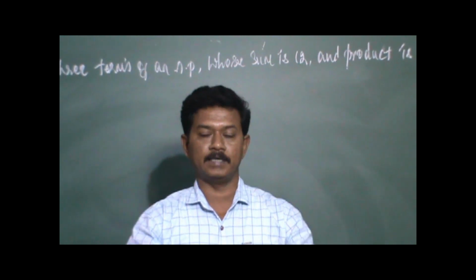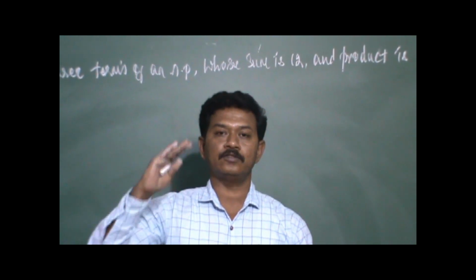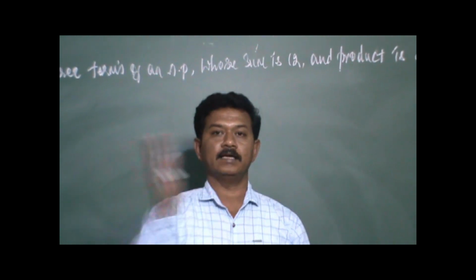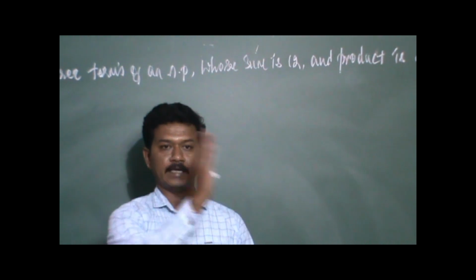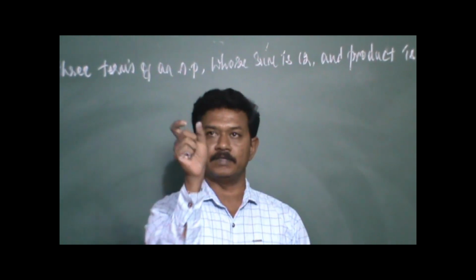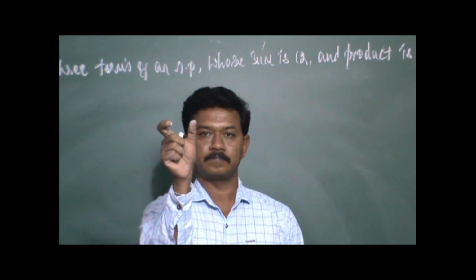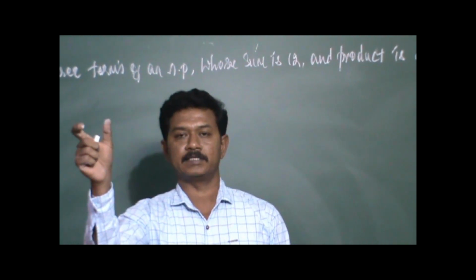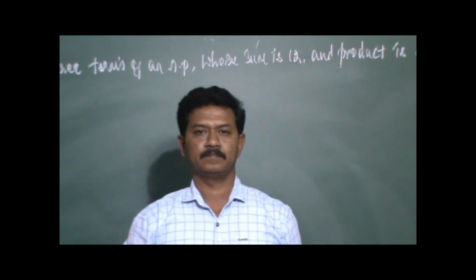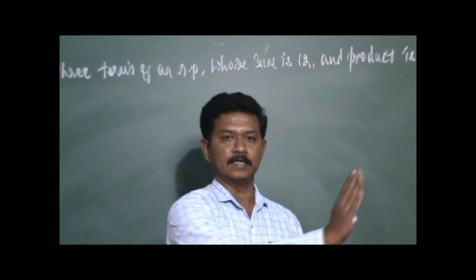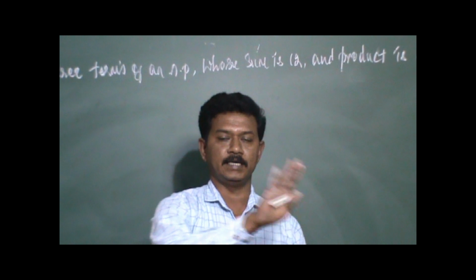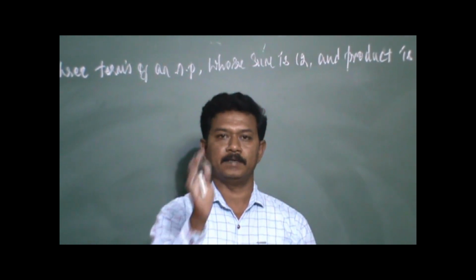So this rule applies for any 3 terms irrespective of their places in the AP. Whether it is 6, 7, 8, if the terms are the 6th, 7th and 8th, the 7th term will be a, the 6th term will be a minus d, and the 8th term will be a plus d. If you take any 3 terms, the middle term will be a, its preceding term will be a minus d, and the succeeding term will be a plus d.